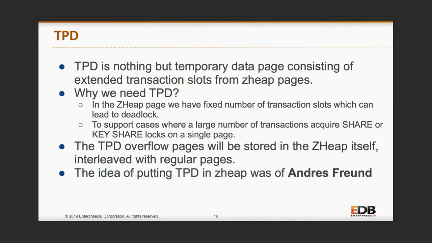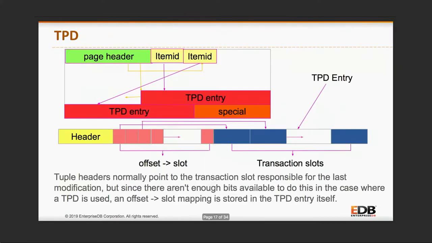So this TPD overflow pages, the full term is temporary data pages. This is stored in the Zheap itself, along with the regular pages. So we don't maintain any other thing, like a fork number or something, to maintain all these TPD pages. These are interleaved pages. And the idea of putting TPD in Zheap is Andres's. He suggested this thing. So yeah.